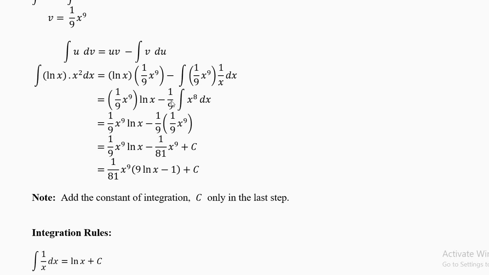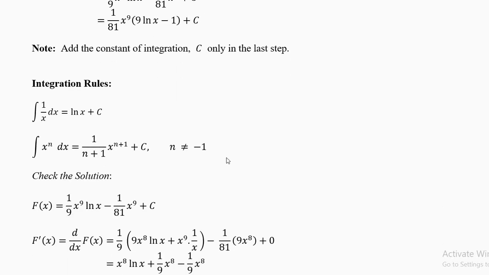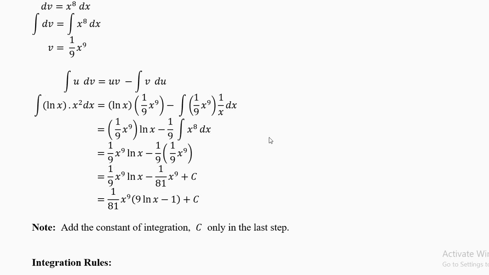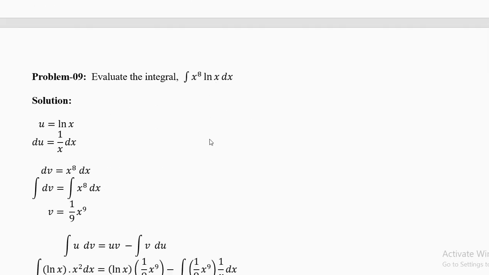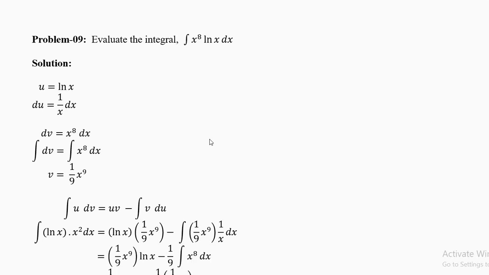Minus 1 by 9 is outside. Integrate x power 8. You will get 1 by 9 x power 9. 9 into 9 is 81. You will get minus 1 by 81 x power 9 plus c. Again take x power 9 and 1 by 81 common. In bracket you will get 9 ln x minus 1. This is it. Now if you can do it for power 8, you can do it for any power, including fractional powers.